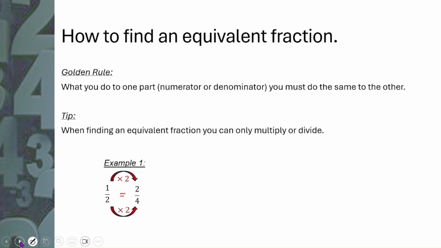Let's just take a look at the inverse of this in example 2. So we're going to start off with 2/4, we're going to turn it into 1/2. Now to do that, I can't subtract, for example, 2 take away 1 or 4 take away 2. What I have to do is divide, and I divide by 2. Now remember, if I divide the top by 2, I must also divide the bottom by 2. The golden rule is what we do to the top, we do to the bottom, or what we do to the bottom, we do to the top.